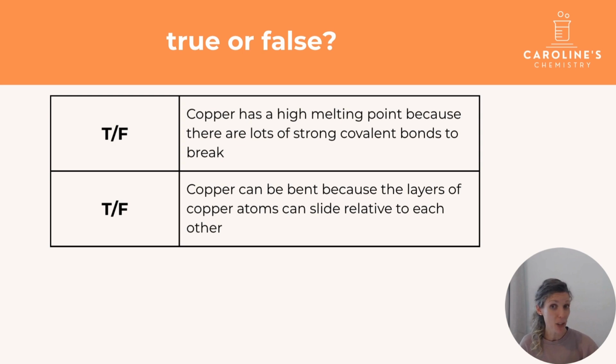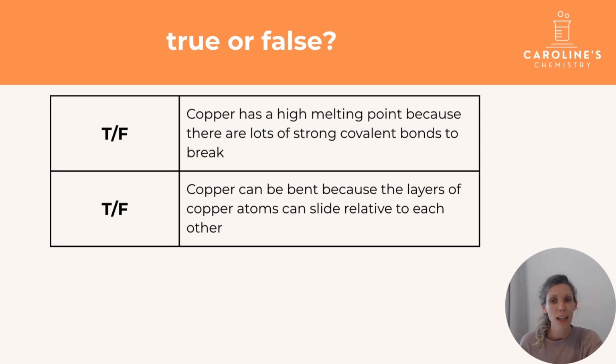And final one: copper can be bent because the layers of copper atoms can slide relative to each other. True or false? That one is true. And if you wanted to make it even better, especially if you are doing or considering A-level chemistry, you'd add in whilst metallic bonding is maintained.